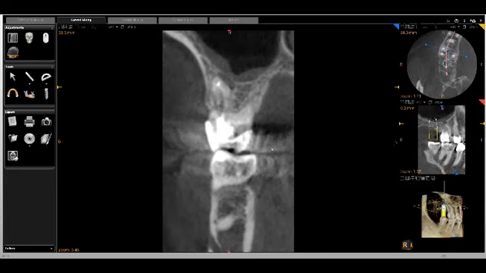So the utility of the cone beam is important both for implant planning as well as diagnostics.